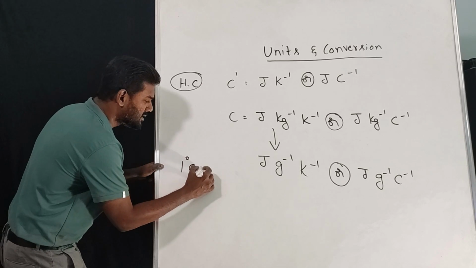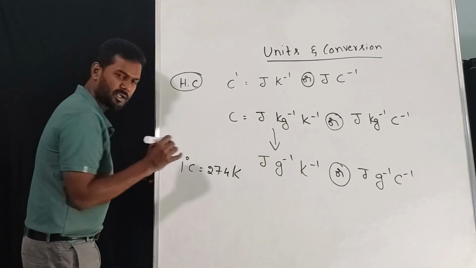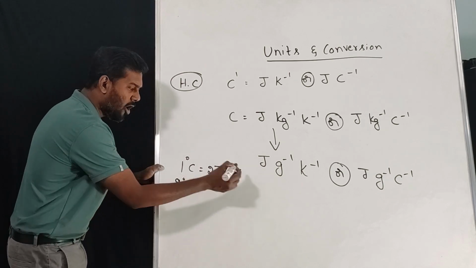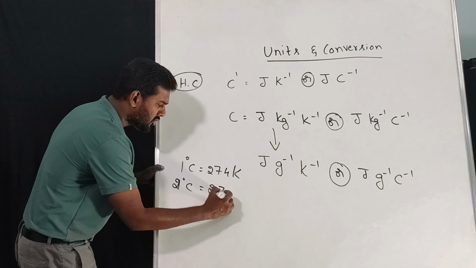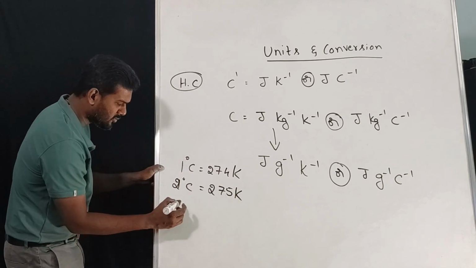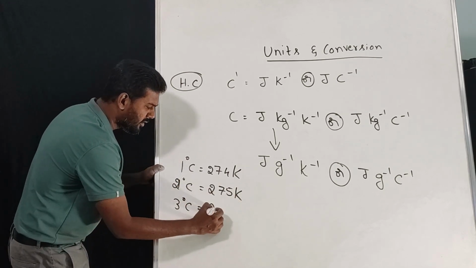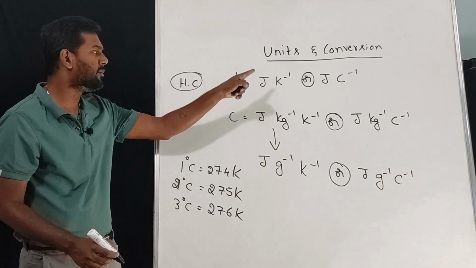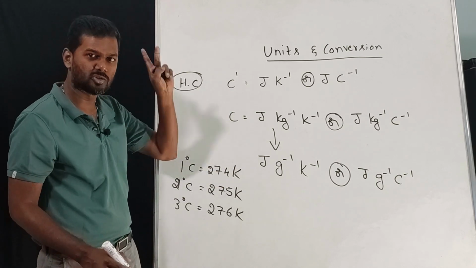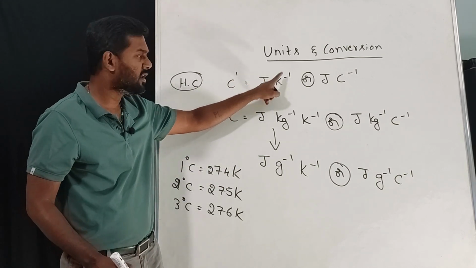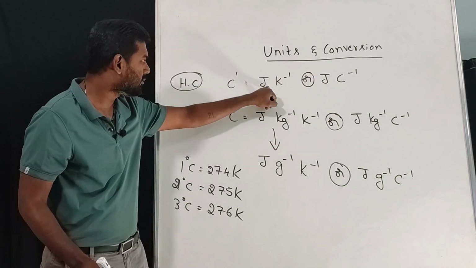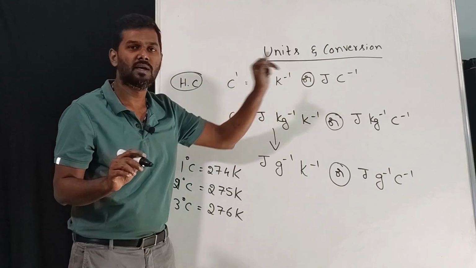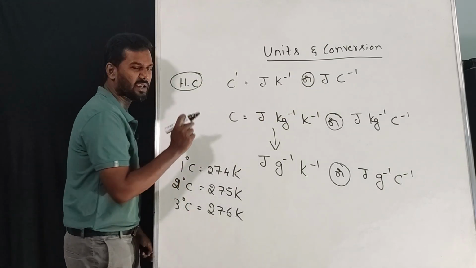1 degree Celsius is equal to how much? 274 Kelvin. Correct. If I increase one value in centigrade, in Kelvin also it will be increased by 1. If I increase one more, in Kelvin also it is increased by one value only. In this way, heat capacity has two units, joules per Kelvin or joules per centigrade. Most of the time we'll use this one. If in the exam they give this one also, you should not get confused. Both are the same.